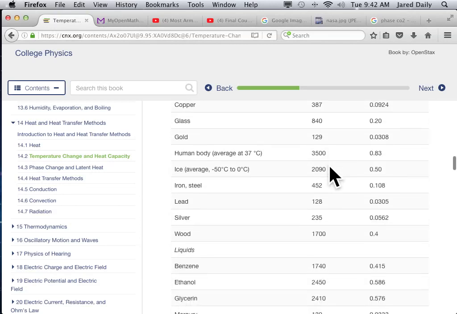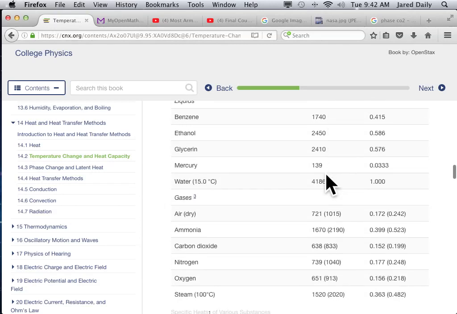However, if you want to change water 1 degree Celsius, it takes 4,186 joules. More than 4 times as much energy to heat water than it does to heat aluminum. Aluminum heats up very quickly, very easily. Water, not so much. And you notice that.